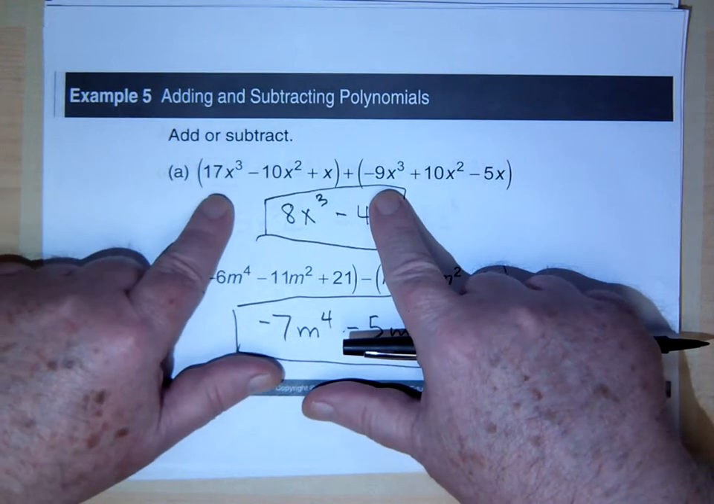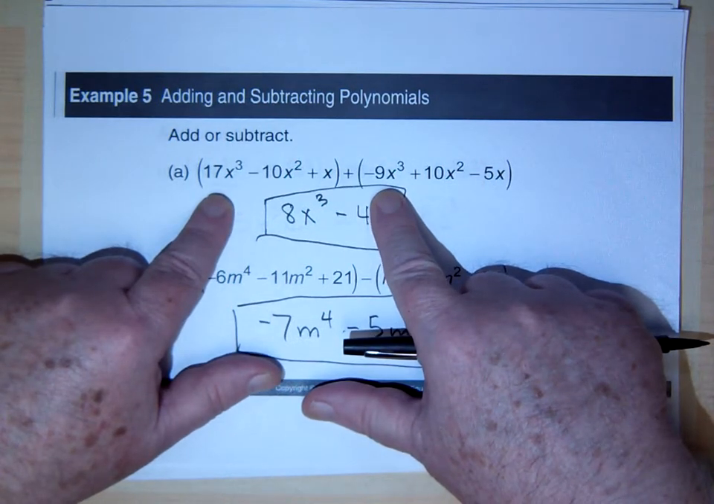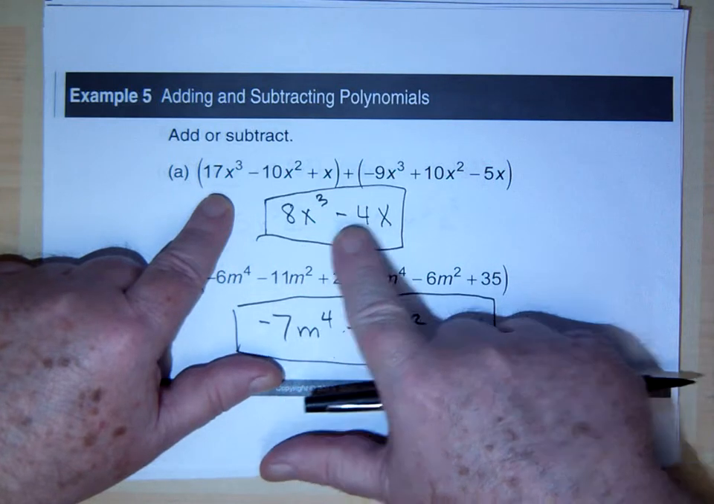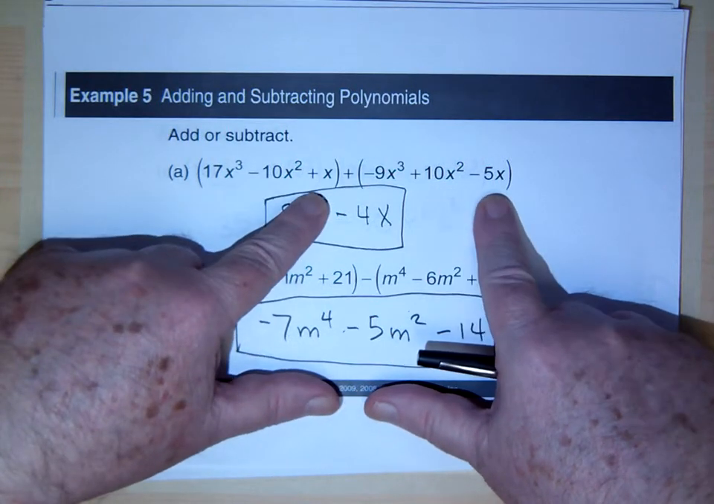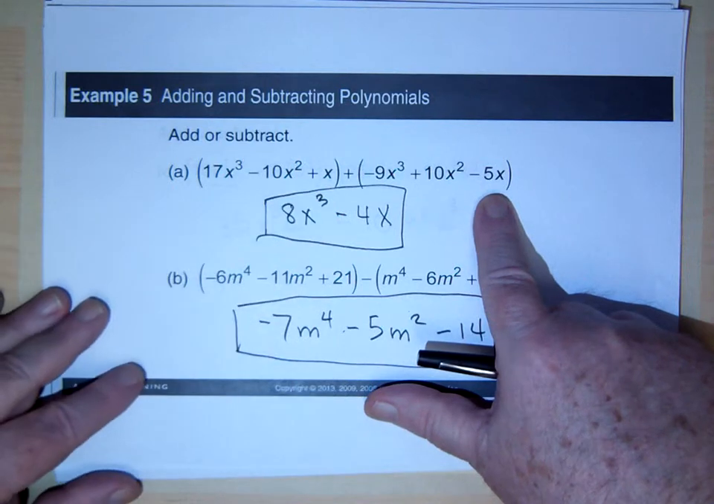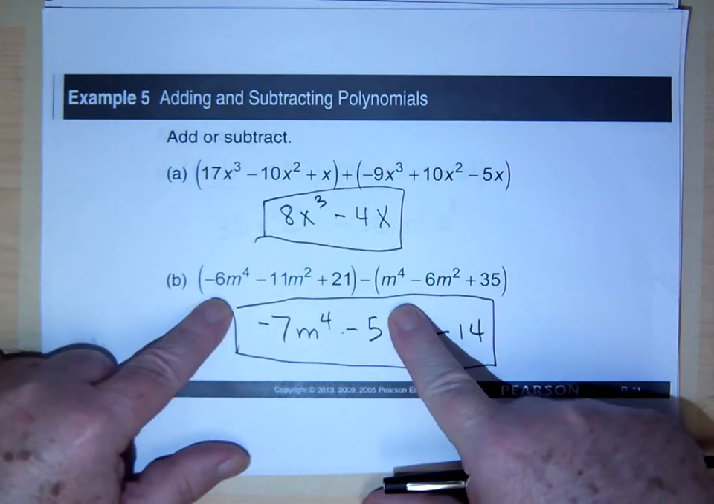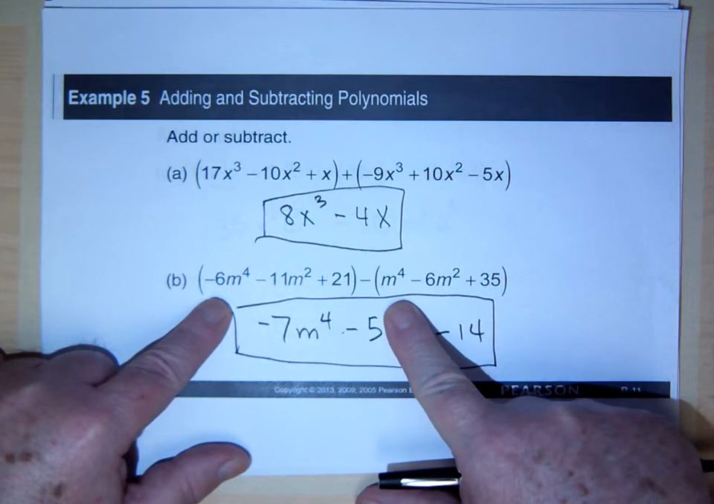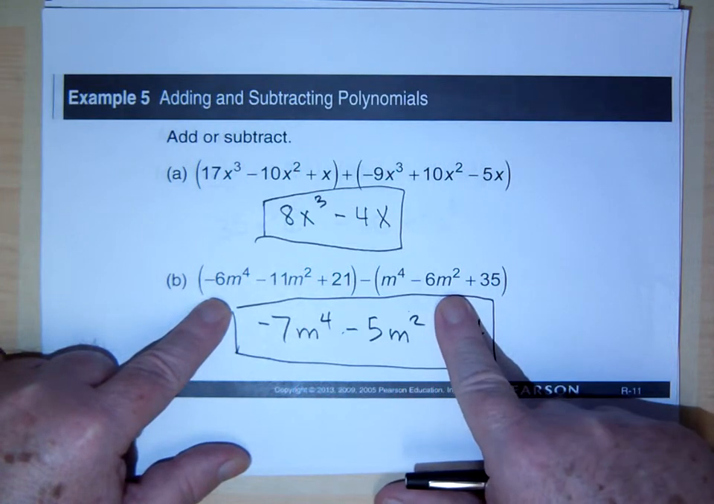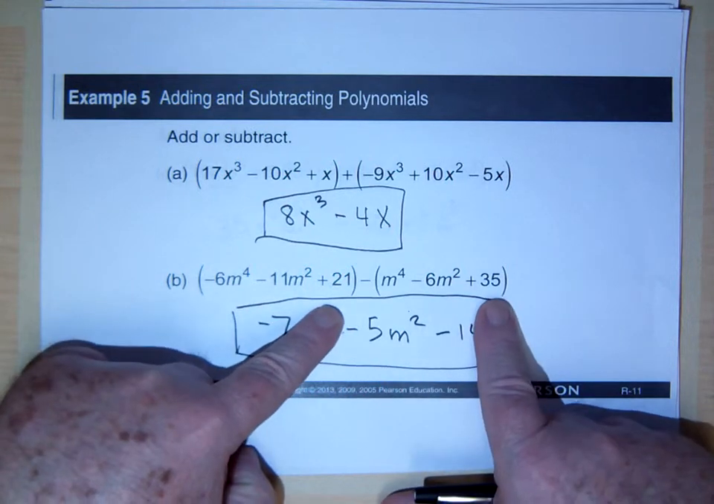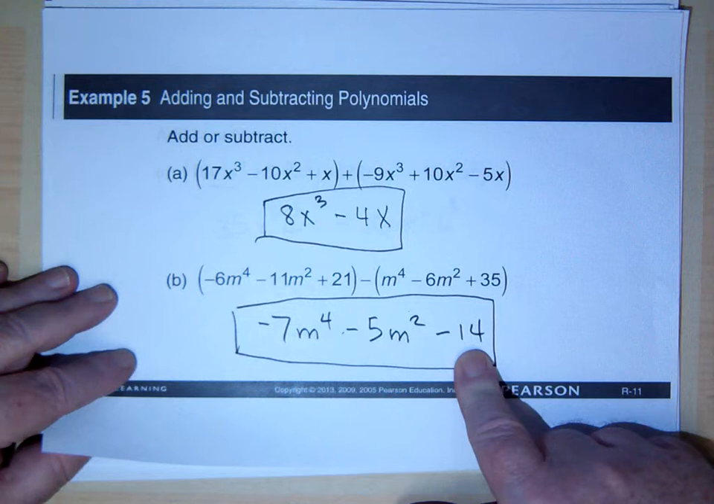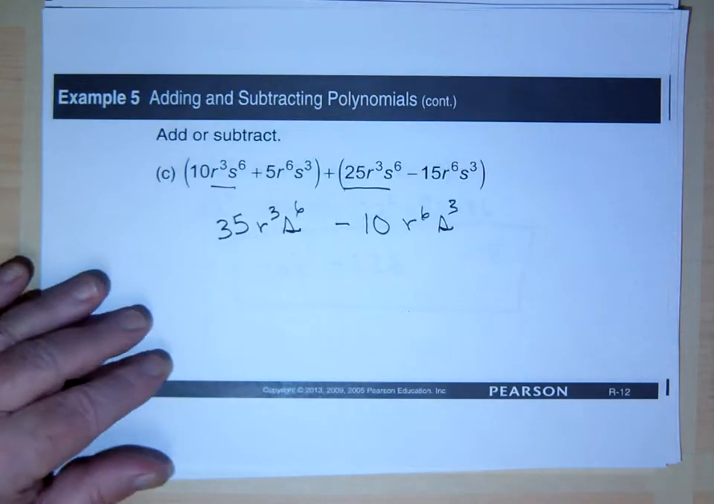Now I'm going to add and subtract polynomials by combining like terms. So here I will have the 17x cubed combined with the minus 9x cubed. The net is that. Here the x squareds will cancel one with another because they're negatives of each other. And here I will have x minus 5x is going to be a net of minus 4x. Here I'm going to have minus 7m to the 4th. This is going to be a positive 6, but that's a negative 11. So it's a net of minus 5. And here this is 21 minus 35 is going to be negative 14.